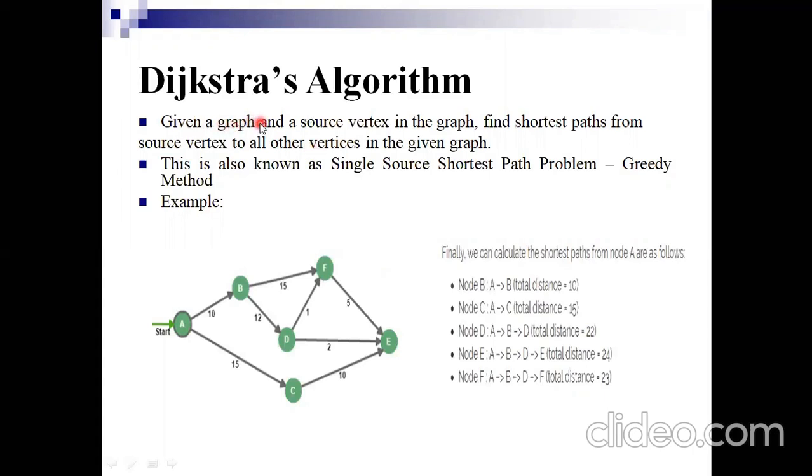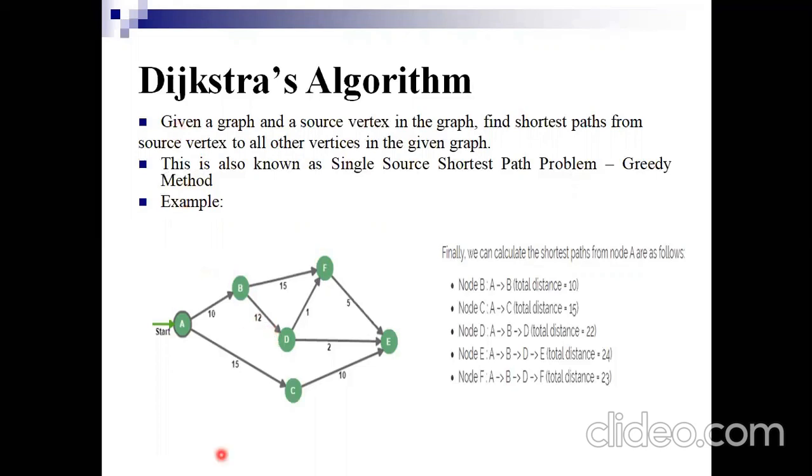Given a graph and a source vertex in the graph, it will find the shortest path from the source vertex to all other vertices. This algorithm is also sometimes known as the single source shortest path problem. And this problem is solved by using an algorithm design approach, that is the greedy method. We can see the same in the following example.